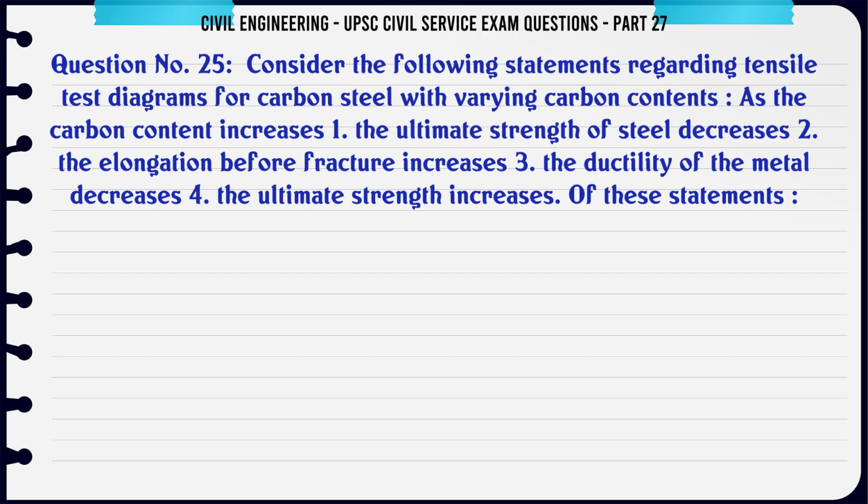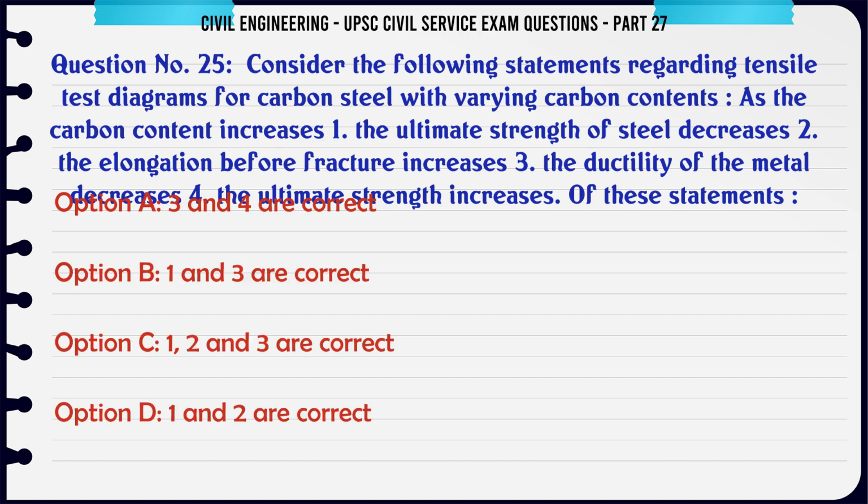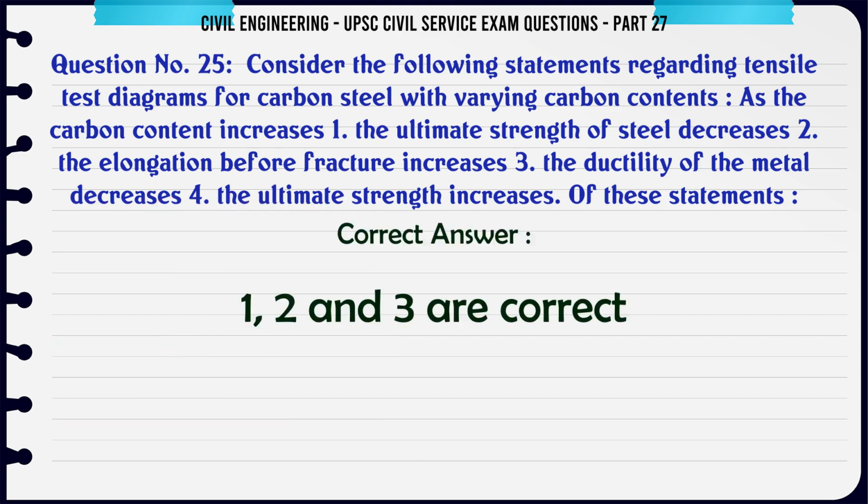Consider the following statements regarding tensile test diagrams for carbon steel with varying carbon contents. As the carbon content increases: 1. The ultimate strength of steel decreases. 2. The elongation before fracture increases. 3. The ductility of the metal decreases. 4. The ultimate strength increases. Of these statements, A. 3 and 4 are correct. B. 1 and 3 are correct. C. 1, 2 and 3 are correct. D. 1 and 2 are correct. The correct answer is 1, 2 and 3 are correct.